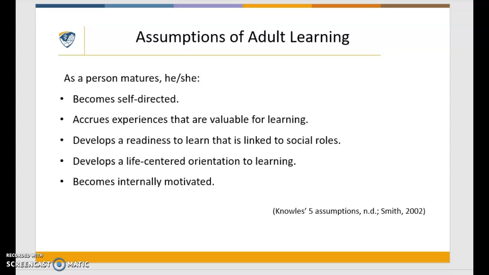So, some assumptions for adult learning. As a person matures, he or she becomes self-directed. Again, these are assumptions. Accrues experiences that are valuable for learning. Develops a readiness to learn that is linked to social roles. Develops a life-centered orientation to learning and becomes internally motivated.